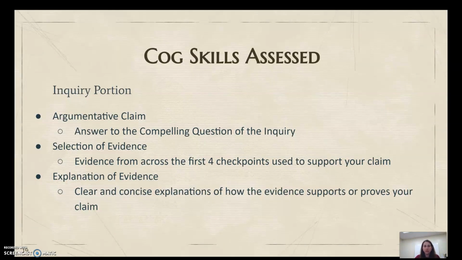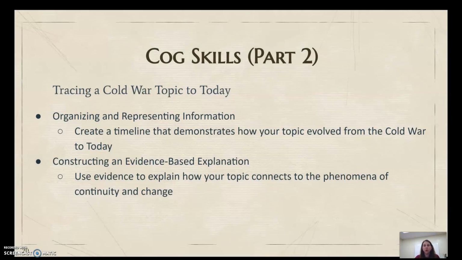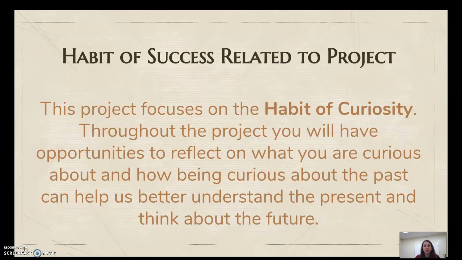Okay, COG skills, again: argumentative claim, picking your evidence, explaining your evidence, all things that you should be good at and have done many times. Organizing the information, constructing an evidence-based explanation, pulling that information out. And then the habit of curiosity: you are curious about, and how being curious about the past can help us better understand the present and the future.